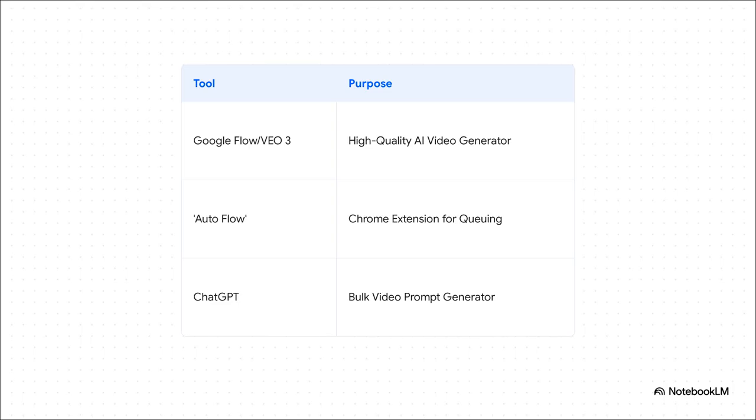Okay, for our video toolkit, it's going to look pretty familiar. We're swapping out the image generator for Google's really impressive AI video generator. You might have heard of it as Flow or Veo 3. And instead of AutoWhisk, we've got another Chrome extension called AutoFlow. And of course, we're still using ChatGPT to crank out all our prompts for us.